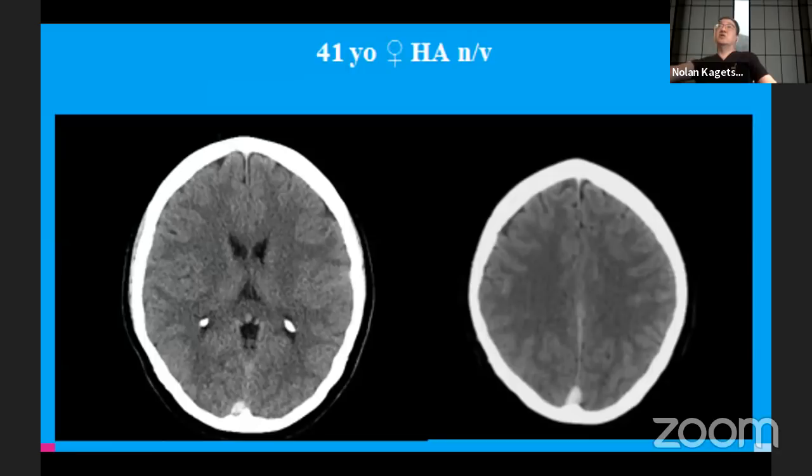This patient has a headache, nausea, and vomiting. This is actually very relevant for the COVID era. You look at this case, and you see this is the vein of Galen, and this is the superior sagittal sinus. You could argue the superior sagittal sinus is denser than the Galen, so this is thrombosis. A lot of our COVID patients are presenting with just venous thrombosis.